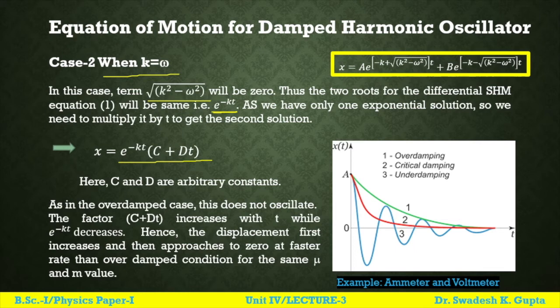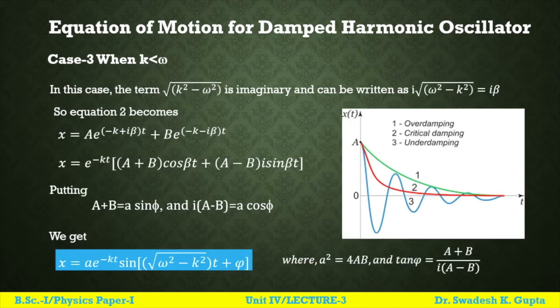As c plus dt is a linear term, at the start the total displacement increases with time and then decreases to 0 at a faster rate than the overdamped condition for the same mu and m value. Examples of such motion can be found in ammeters and voltmeters, where they show the reading instantaneously and then come back to 0.